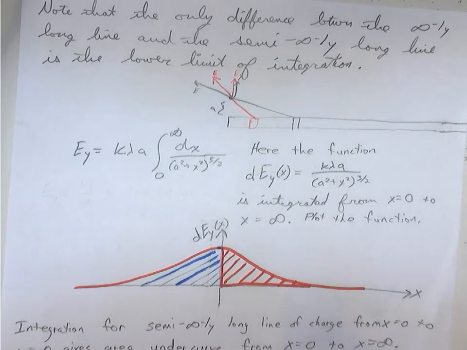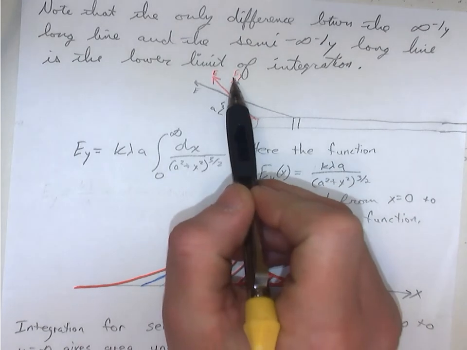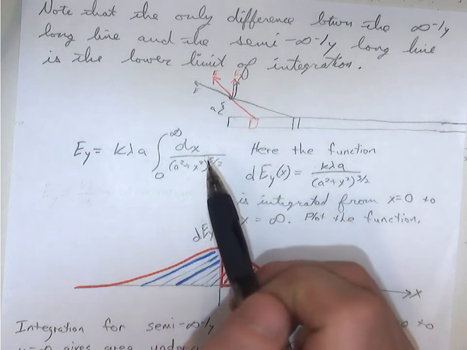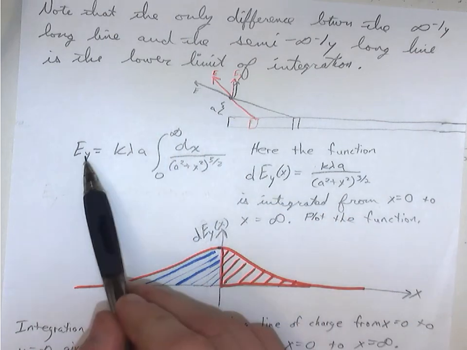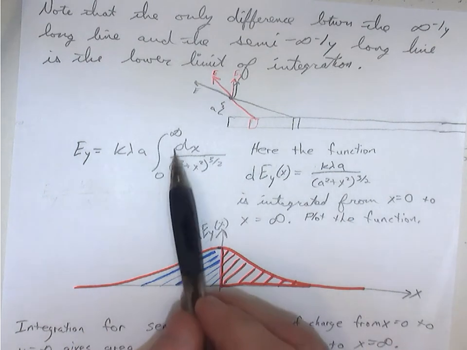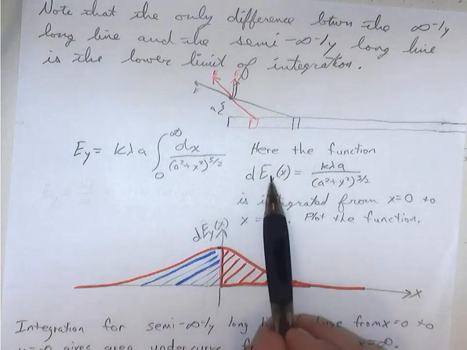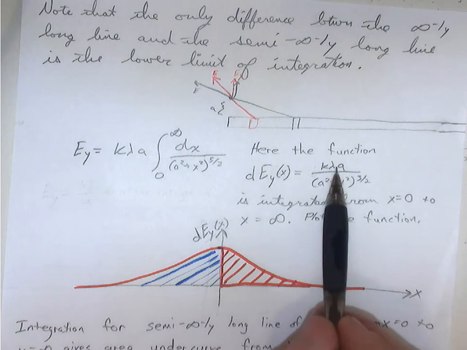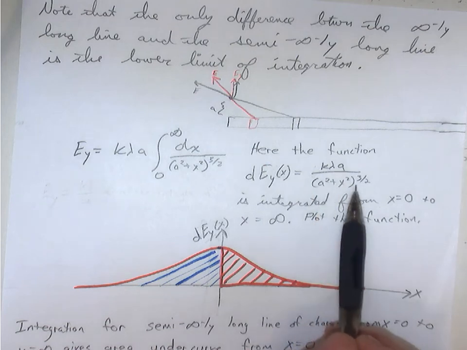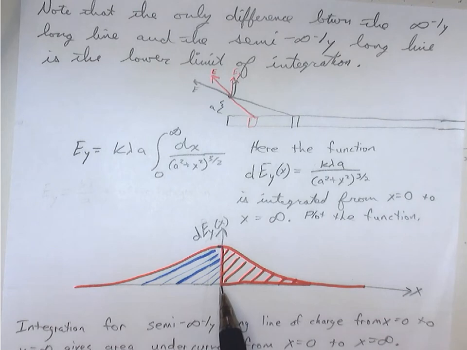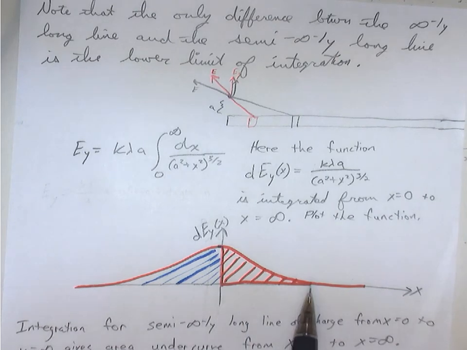You can note that when you derive this expression for EY, the only difference for the semi-infinite line of charge and the infinite line of charge is the limits of integration. So we have this function here, EY. And so this is being integrated, but if I look at the function, just the infinitesimal portion of the y component of the electric field, k lambda a over a squared plus x squared to the 3/2 power, it's symmetric around x equals 0. If you have a semi-infinite line of charge, you integrate from 0 to infinity. If you have an infinite line of charge, you integrate from negative infinity to positive infinity.